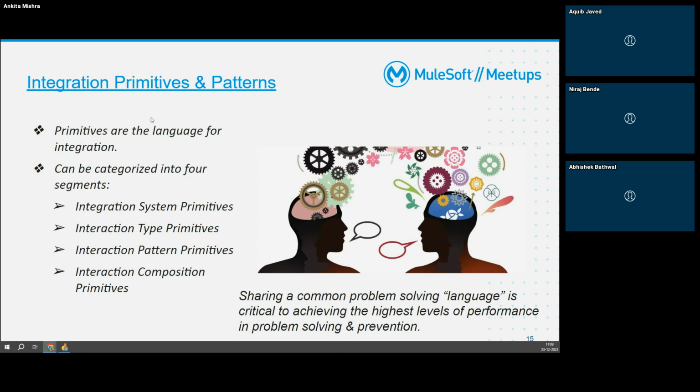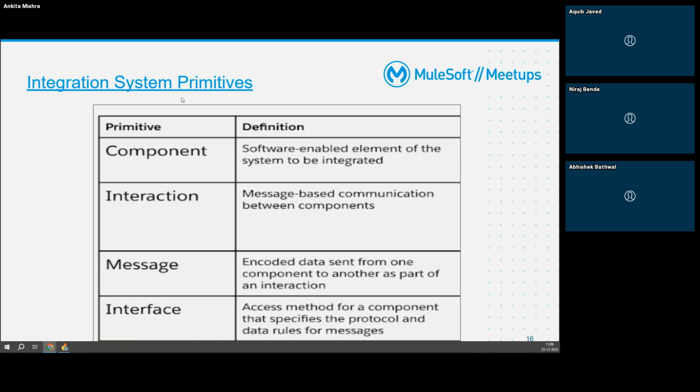So primitives are nothing but a language, in simple terms. Again, primitives are the way to understand how the system talks and what we call the systems in the integration ecosystem. All right. So first kind is system primitives. In system primitives, we have component. What is a component? Component is the software enabled element of the system to be integrated. So the system which is going to integrate with another system, we call them components rather than calling them systems.